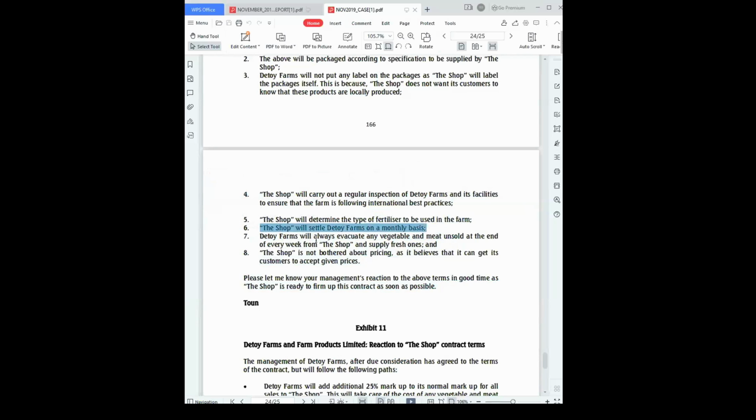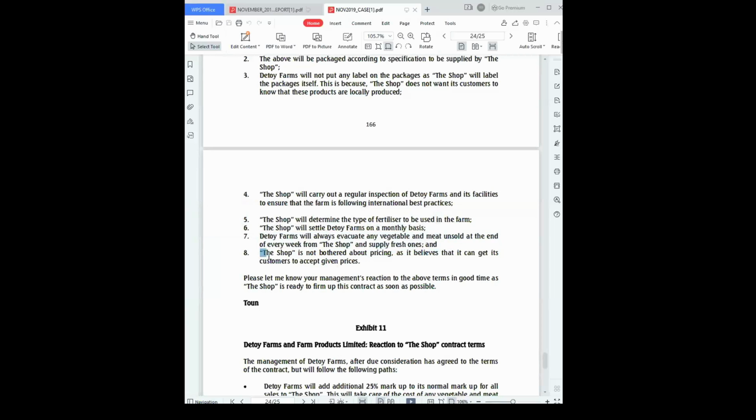Meanwhile, Detroit Farms will always evacuate any vegetable and meat unsold at the end of every week. So let's assume this is what these people are saying: that all their farmers that are supplying them, at the end of every week, they will come and pack everything they did not sell and take it away. Why? And who bears the cost of the unsold product?